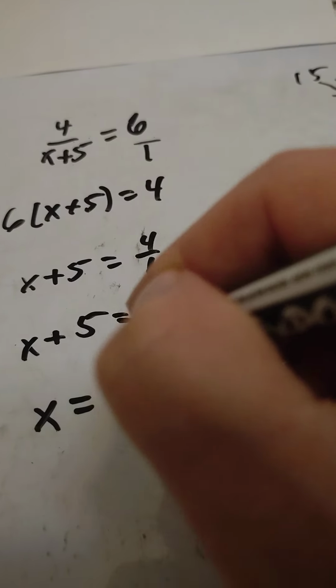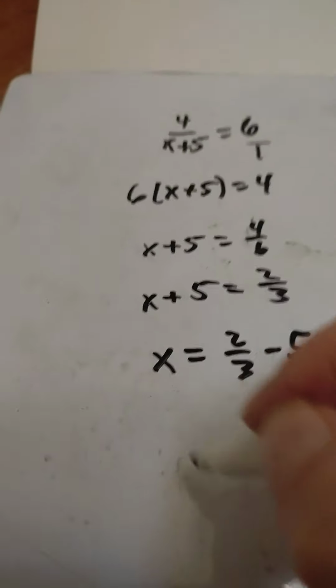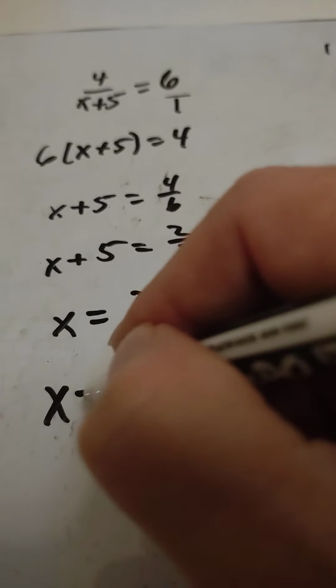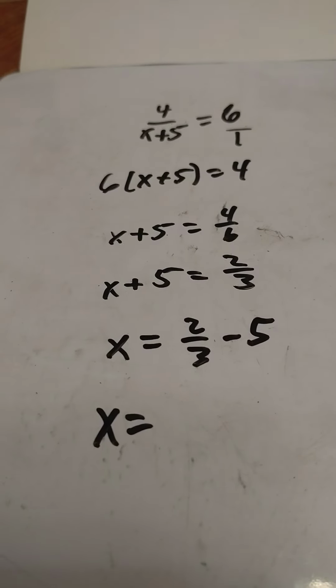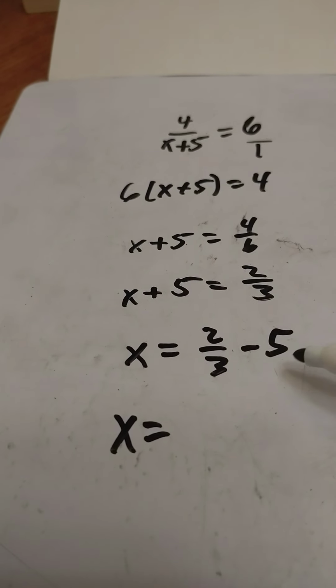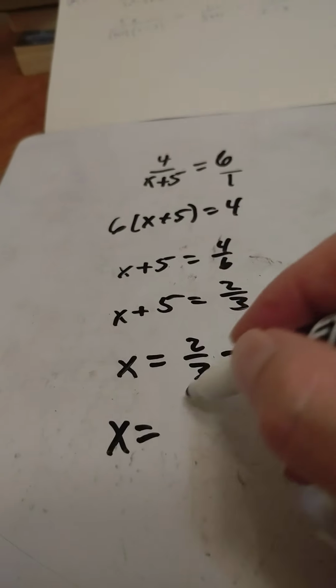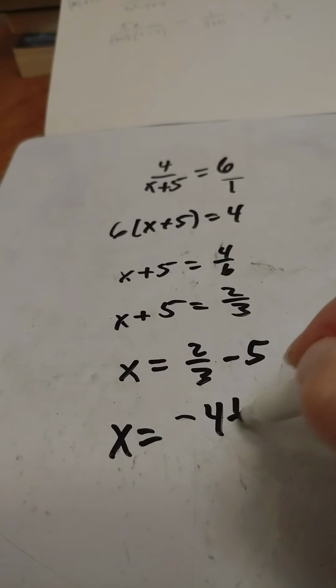x equals 2/3 minus 5. What is that going to be? x equals, I could get a common denominator here. I could almost do it in my head. What's a negative 5 plus a 2/3? Negative 4 1/3? Yeah, that looks good to me.